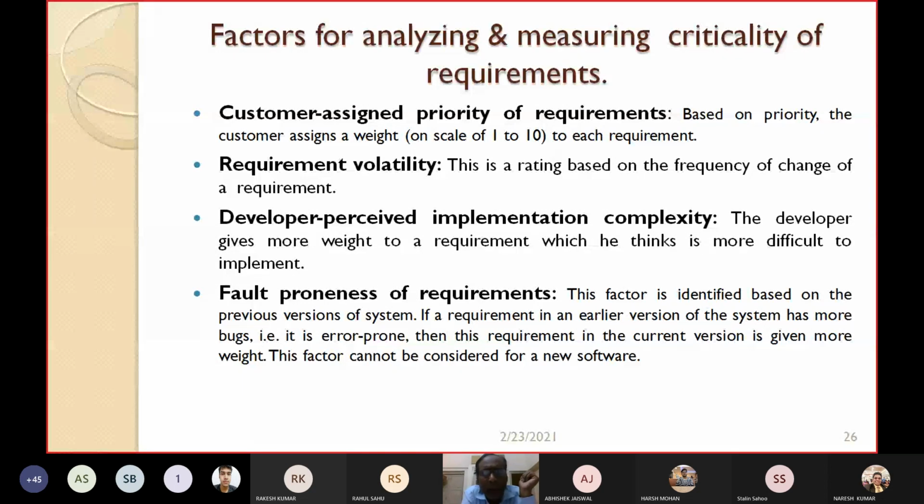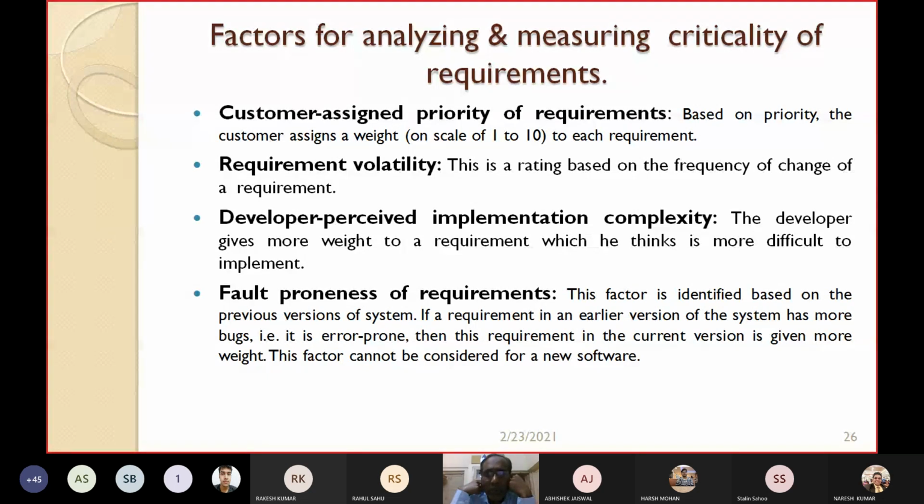Next factor is fault proneness of requirements. How far the requirement is fault prone. This factor is identified based on the previous versions of the system. From your experience of the previous version of the system, you can find which module is more fault prone, which requirement is more fault prone. If a requirement in an earlier version of the system has a larger number of bugs, that means it is error prone, then this requirement in the current version is given more weight, because you have seen in the previous version this requirement was more error prone.